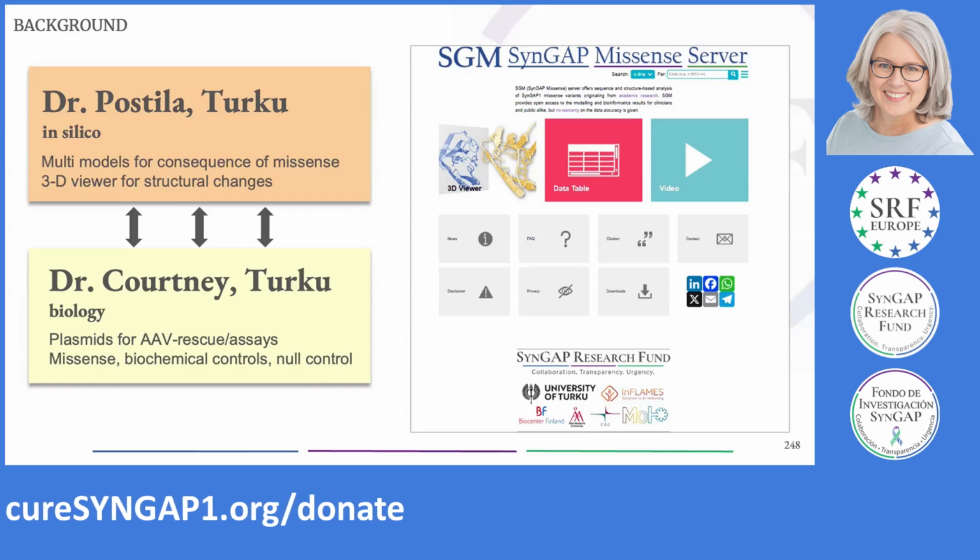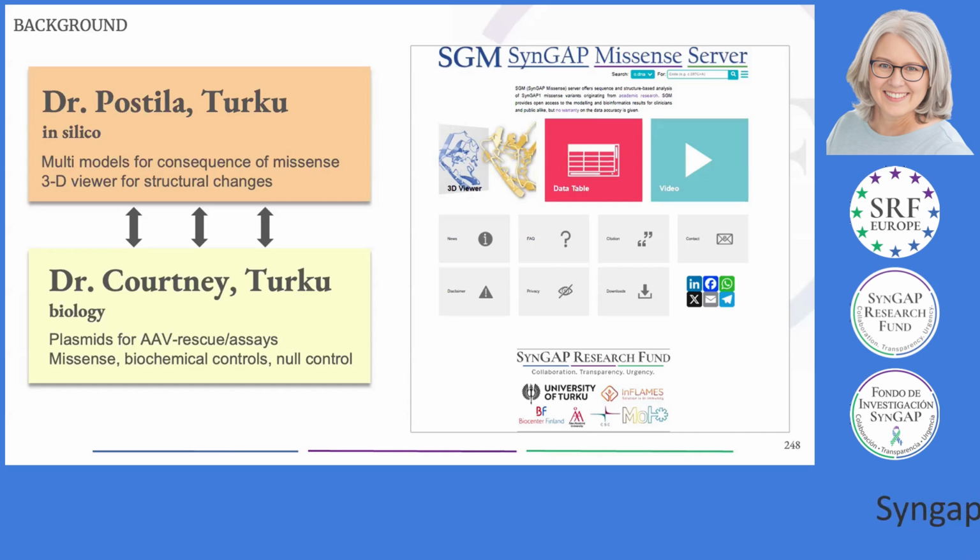We have a couple of researchers now doing great work on missense variants. Dr. Pekka Pastila in Finland at University of Turku is doing in silico work. And Dr. Michael Courtney, also there in Finland with him, is doing biology assays. They work really well together. They are doing a ton of collaboration. Their work informs each other.